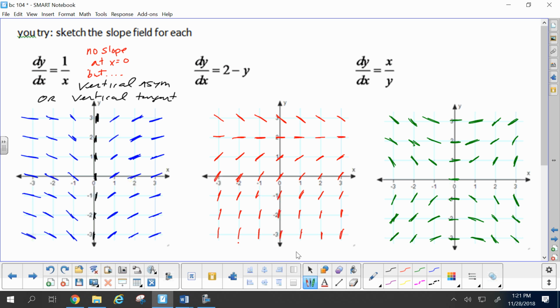All right? This guy, you can see that the easiest place to start is where slopes are 0. Slopes are 0 when what? When y is 2. You might have also noticed that the slopes are all the same vertically in this first one. Why is that? Once I found a slope at x equals 1, it's the same everywhere. Why?